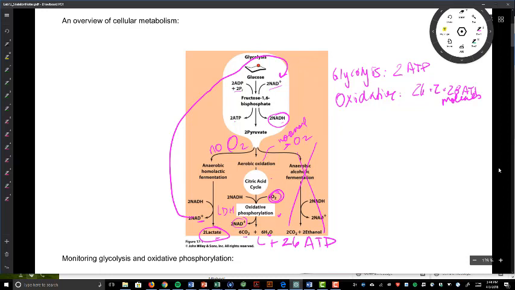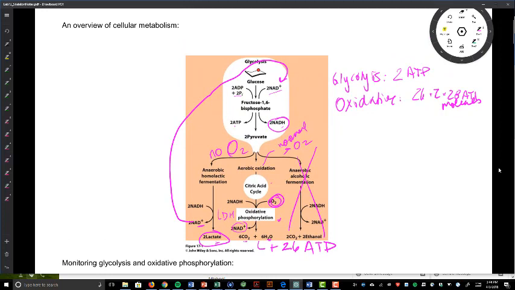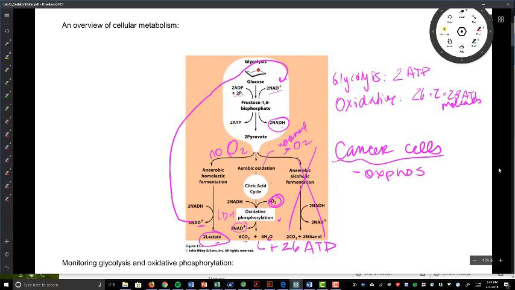Now, one of the things that's interesting, and why this occurs isn't necessarily well understood, but cancer cells undergo oxidative phosphorylation, but they also undergo anaerobic homolactic fermentation, but they do it when oxygen is present.